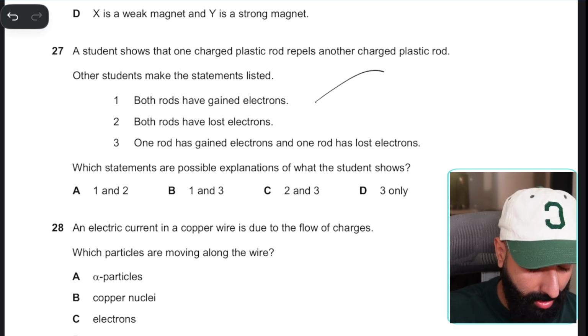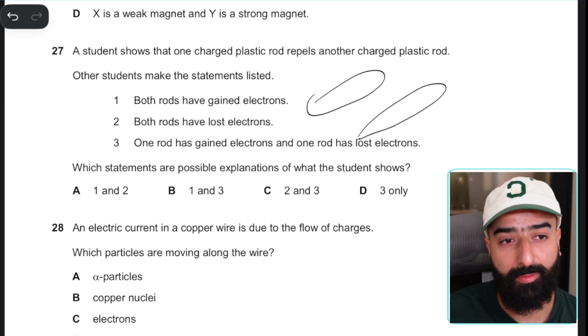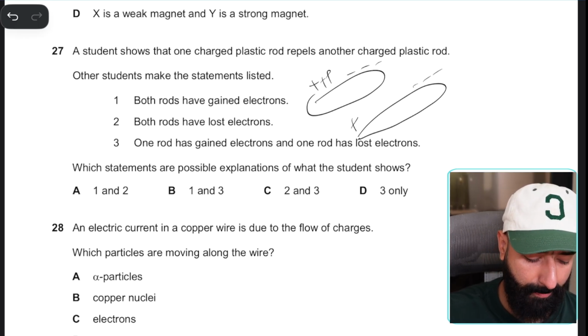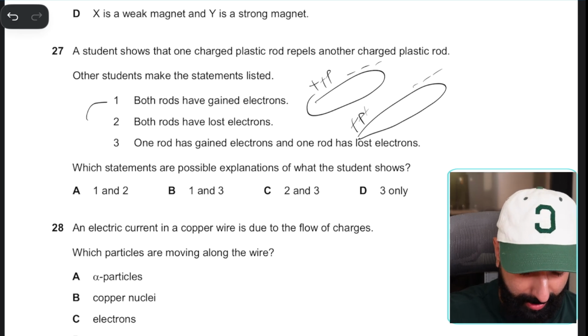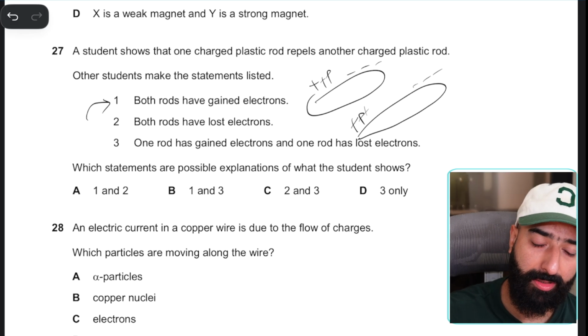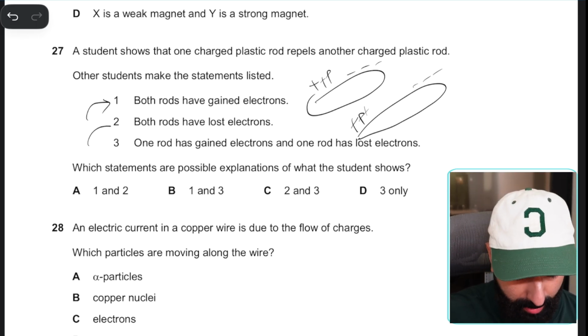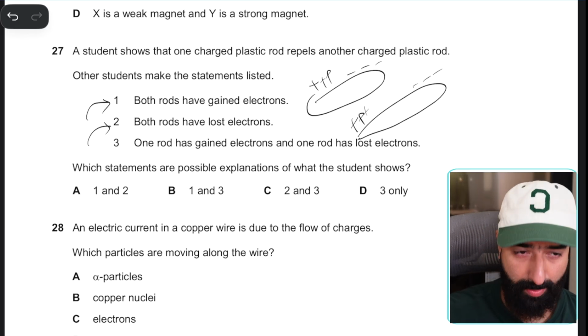Now, if you have a charged plastic rod and another charged plastic rod and they repel, they both have the same charge. Either both are negative or both are positive. So that can happen if both rods have gained electrons. That would make both of them negative. Or both of them lose electrons. That would make both of them positive. So 1 and 2.